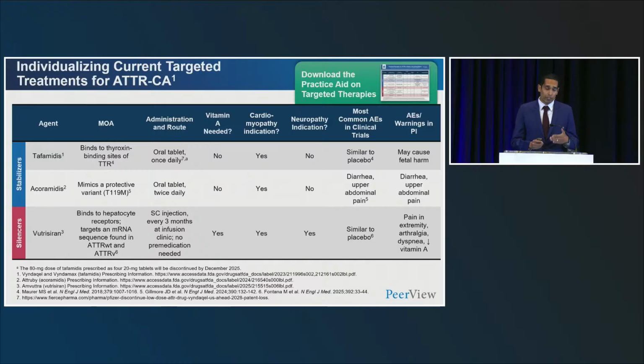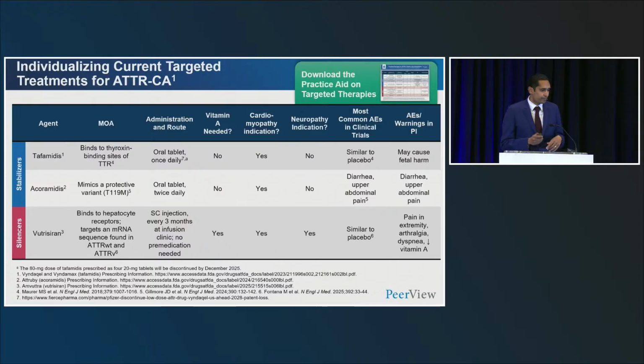The stabilizers are oral pills, taken either once or twice daily. And the silencer is a subcutaneous injection, given every 3 months by a healthcare professional. Because silencers work to decrease TTR, which transports vitamin A, you need to supplement with vitamin A for the duration of treatment. So that's very important. All 3 of these have a cardiomyopathy indication, but only vutrisiran currently has a neuropathy indication, which is important whenever we think about choosing a therapy for our patients. These are very well tolerated in clinical trials, with adverse events that are generally similar to placebo, or maybe some GI side effects.